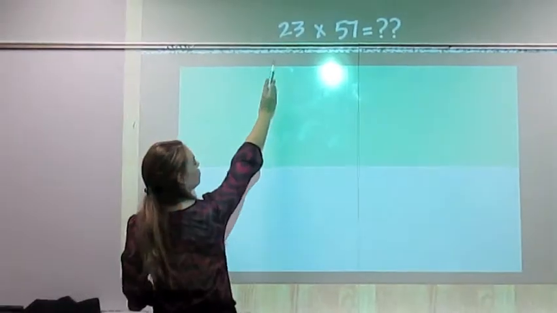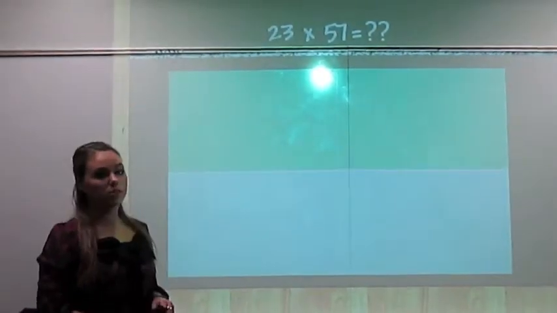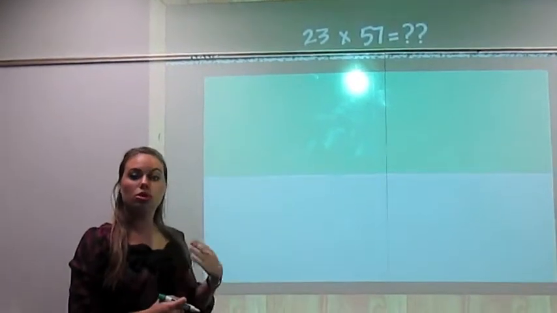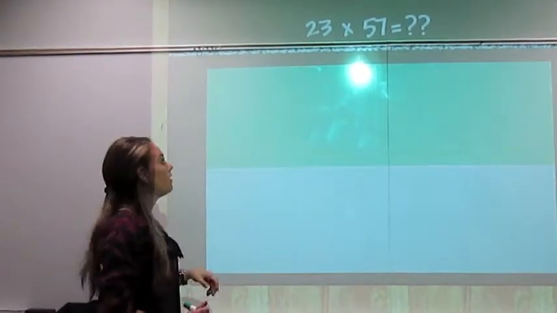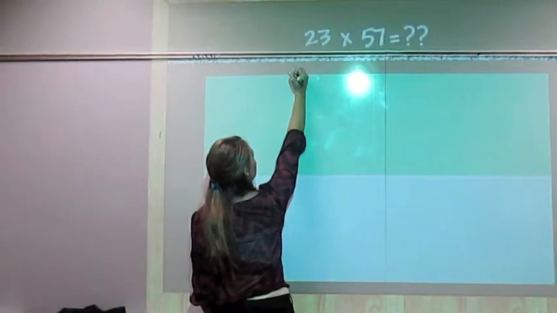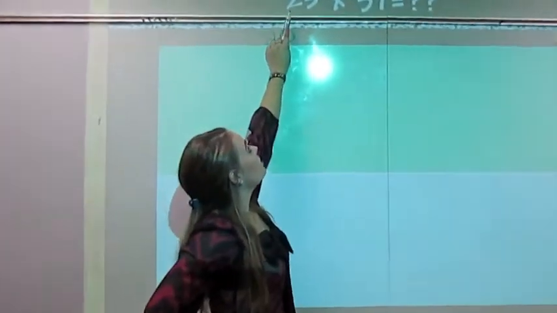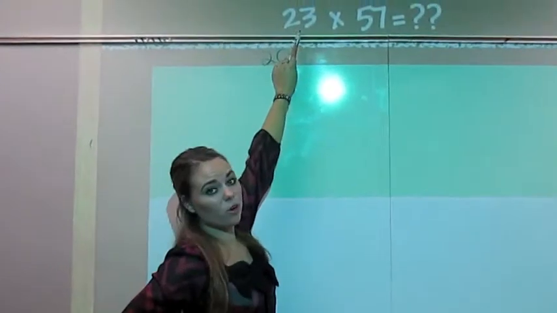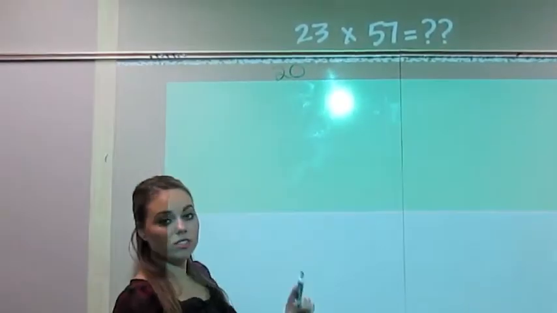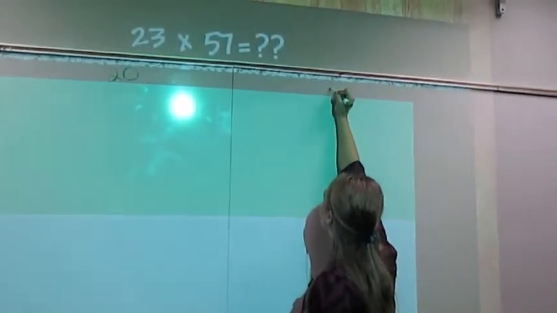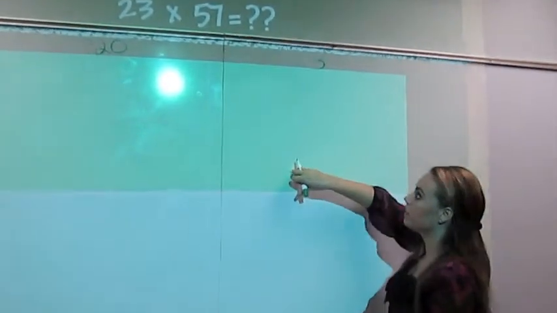So first, let's break down this 23. To make that a benchmark number, we can break that down to 20 and 3. Now again, if you're wondering why we had to make that a 20 and not a 2, it's because it's in the tens place. So we have to have something to hold that ones place. And we're going to use 0. And then we're going to bring our 3 right over here up top of the dark green.